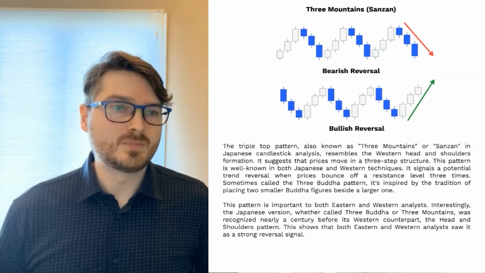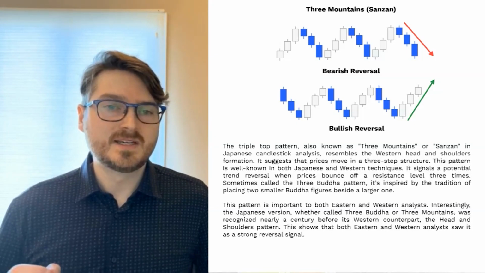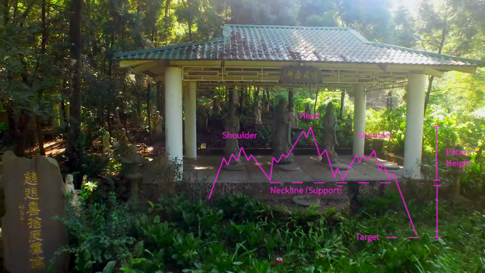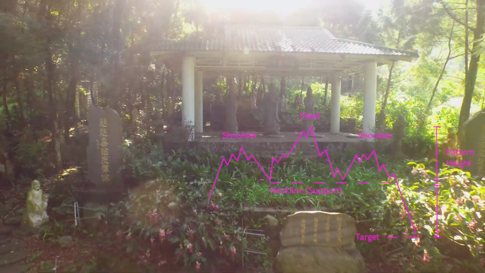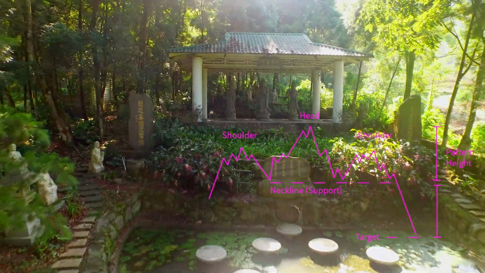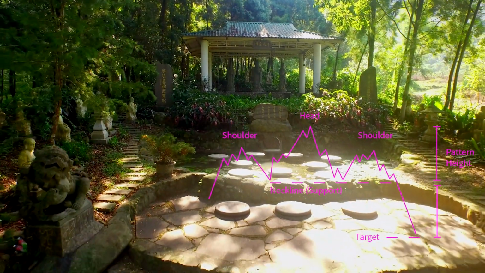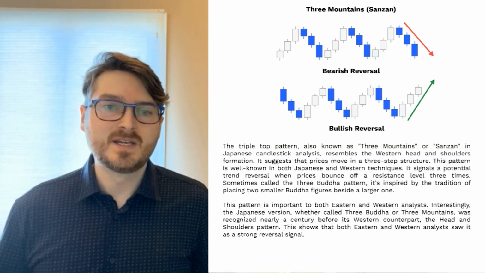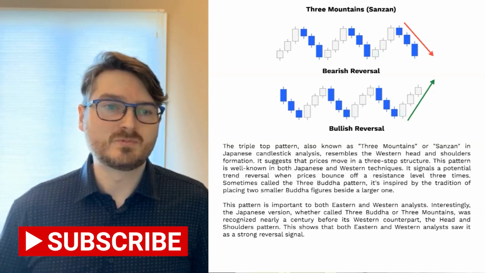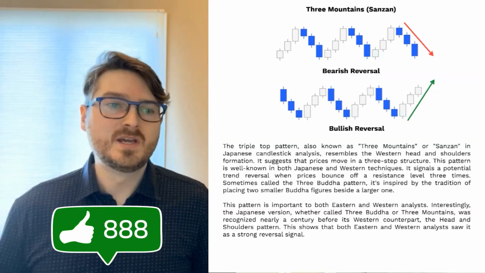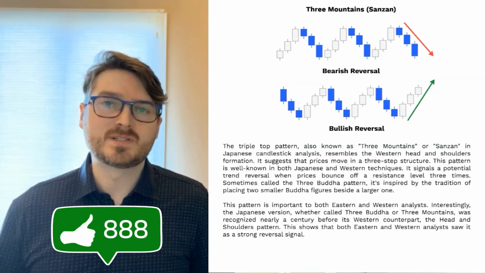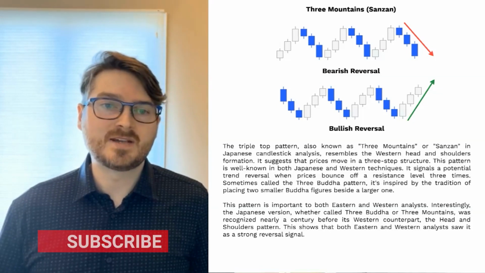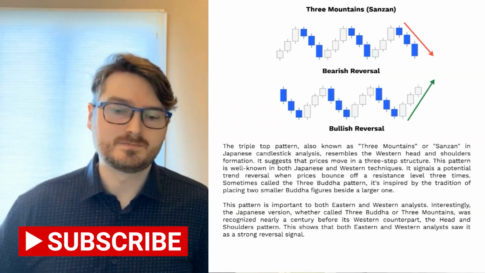This pattern is well known in both Japanese and Western techniques. It signals a potential trend reversal when price bounces off a resistance level 3 times. Sometimes called the 3 Buddha pattern, it's inspired by the tradition of placing 2 smaller Buddha figures beside a larger one. This pattern is important to both Eastern and Western analysts. Interestingly, the Japanese version, whether called 3 Buddha or 3 mountains, was recognized nearly a century before its Western counterpart, the head and shoulders pattern. This shows that both Eastern and Western analysts saw it as a strong reversal signal.